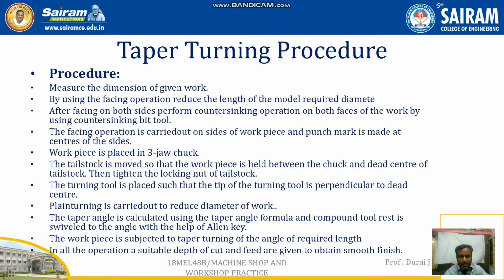Now, for the taper turning operation procedure, first we make the primary operations of the lathe machine, like facing and turning, to get the required length and diameter. After getting the required length and diameter, we turn the compound slide to a certain angle. After turning that, we can move the compound slide and get the tapered shape in the workpiece. Okay.